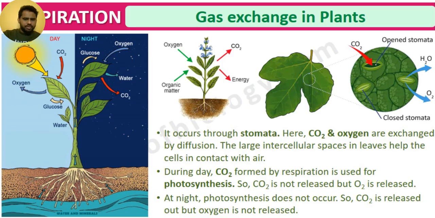During the day, what happens? During the day, CO2 formed by respiration is used for photosynthesis. So CO2 is not released, but O2 is released. This CO2 is used for the process of photosynthesis, for making their own food. At night, photosynthesis does not occur. So CO2 is released out, but oxygen is not released.